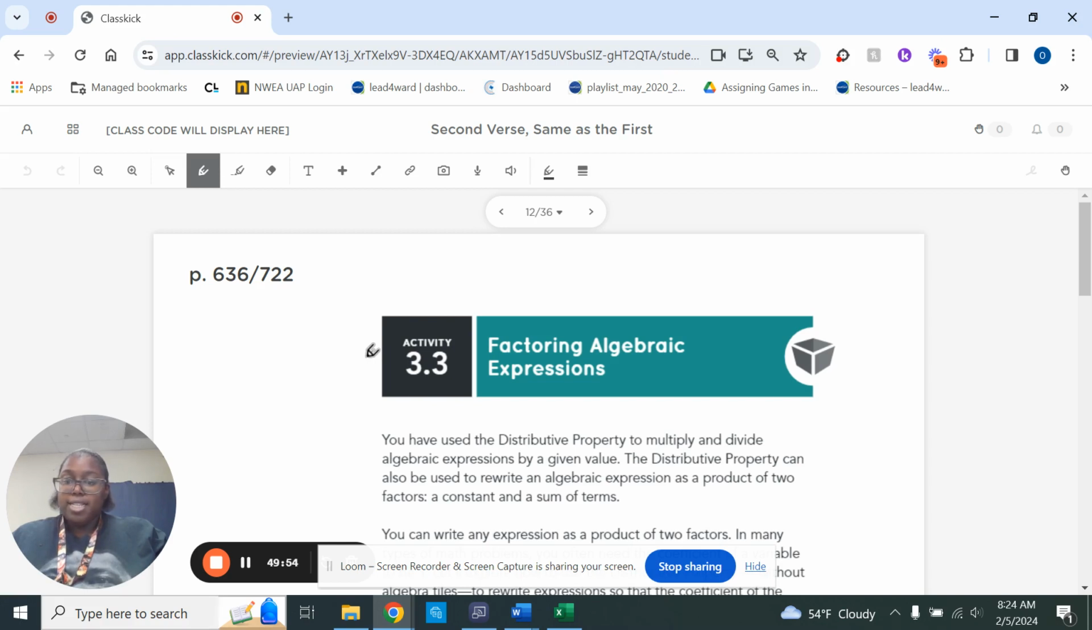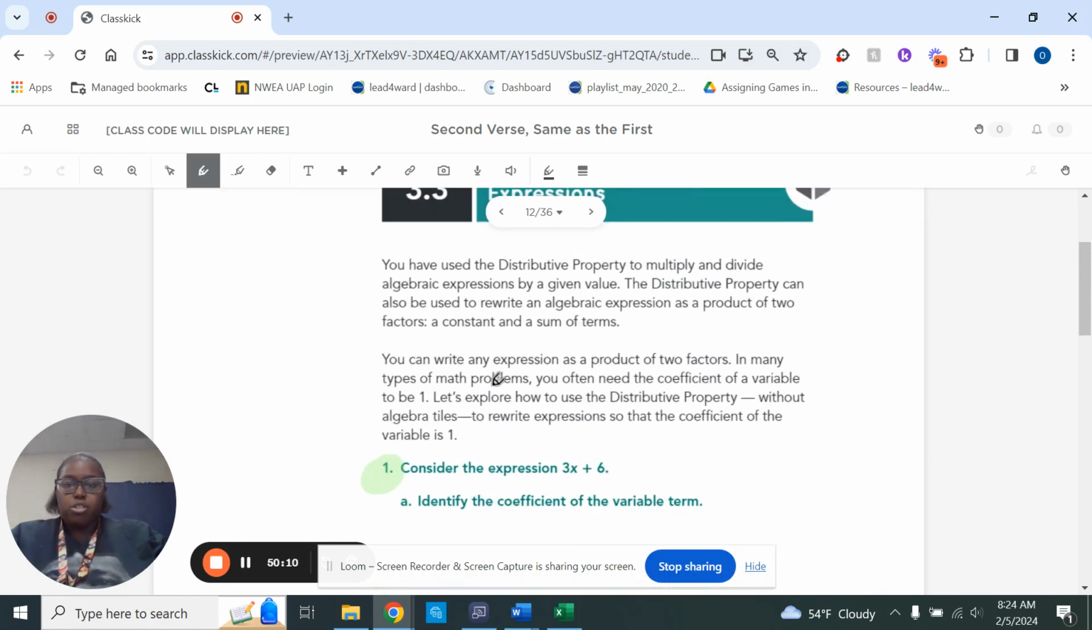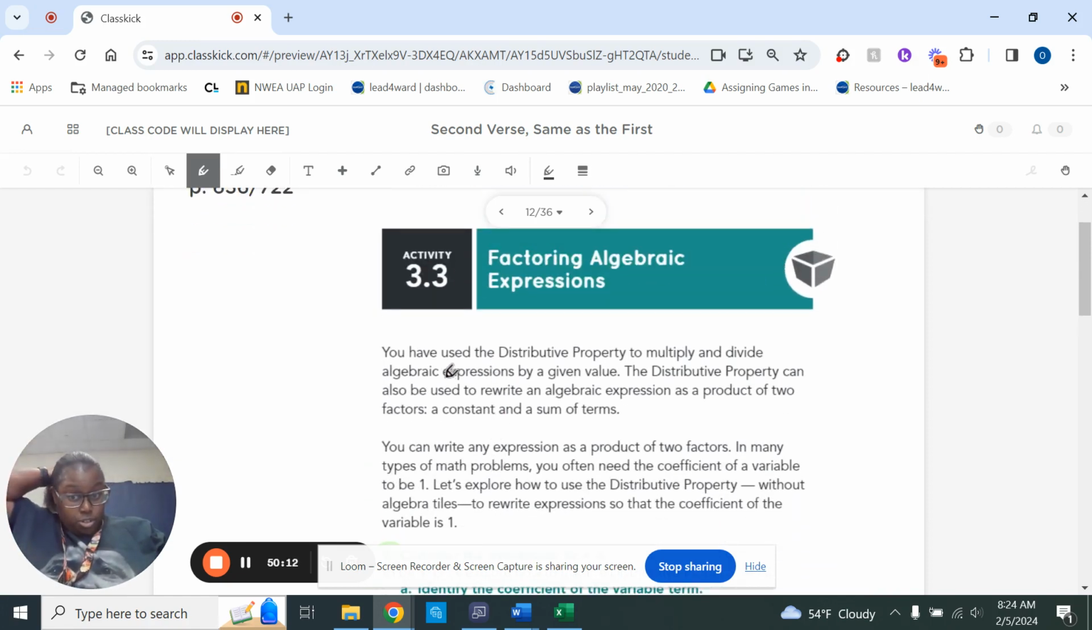Okay, this is going to be the last activity, even though there is an activity 3.4. I would suggest you use 3.4 as practice at home so that you understand the concept better. But the last thing that is related to distributive property is factoring algebraic expressions. So it says you have used the distributive property to multiply and divide algebraic expressions by a given rule. The distributive property can also be used to rewrite an algebraic expression as a product of two factors, a constant and a sum of terms.